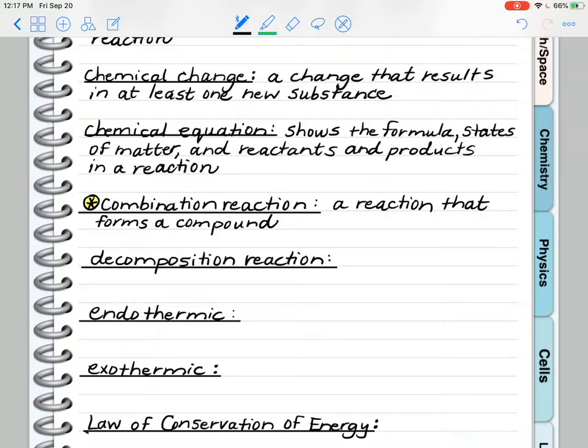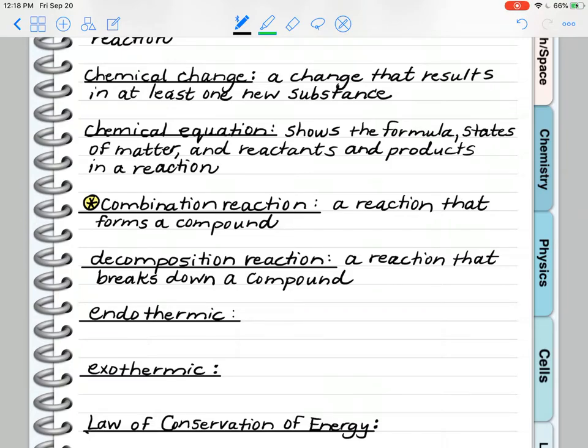A decomposition reaction is a reaction that breaks down a compound. Remember when we talked about the carbon cycle and we talked about the dead bird in that picture? That's decomposition. It's breaking down the compound, which in that case was the bird. Or the bird is a bunch of different compounds all mixed together.